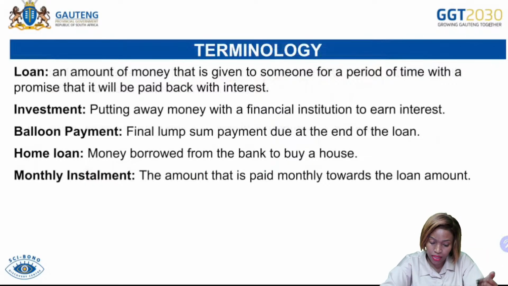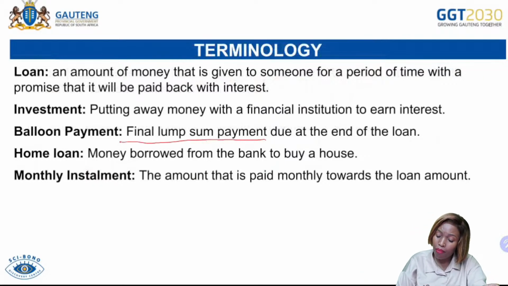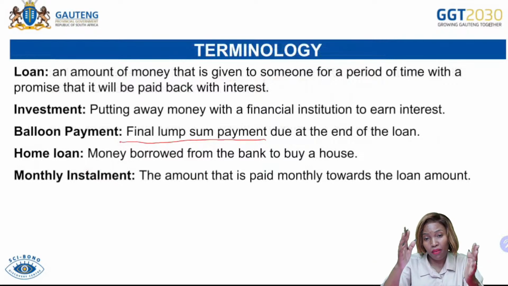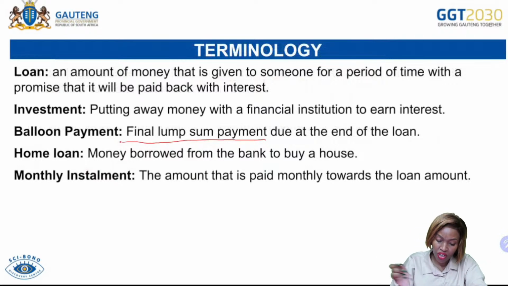A balloon payment, this is the final lump sum payment that is due at the end of the loan period. The loan period can be for 3 years, can be for 4 years, 5 years, 6 years, or 7 years. That lump sum that you pay at the end of the period is called a balloon payment.